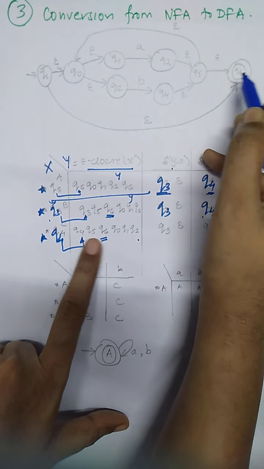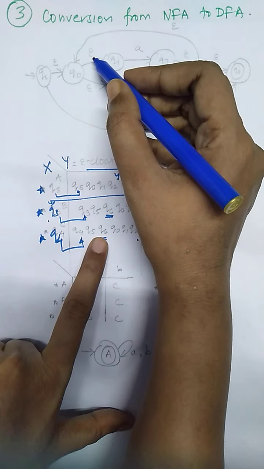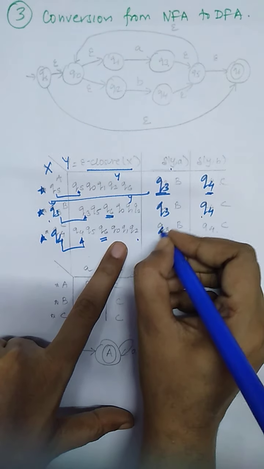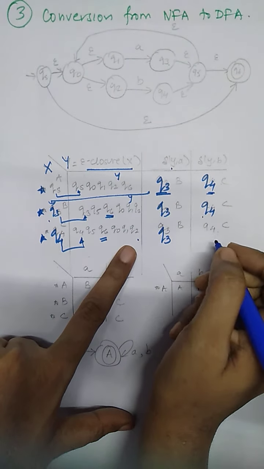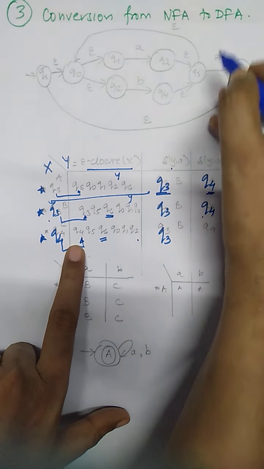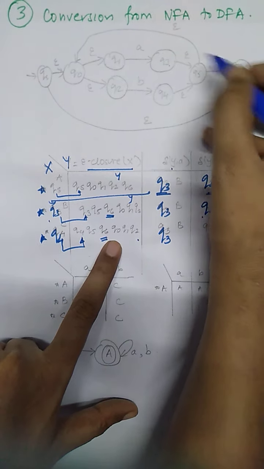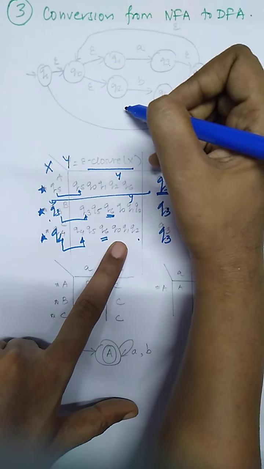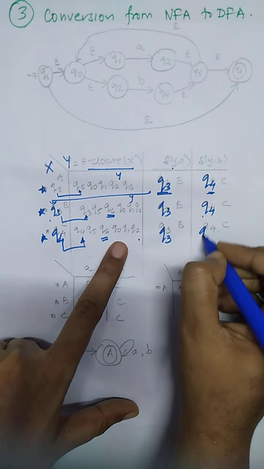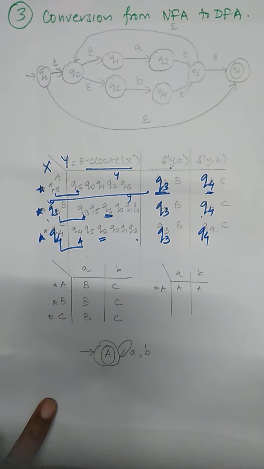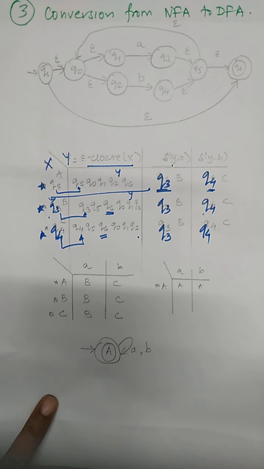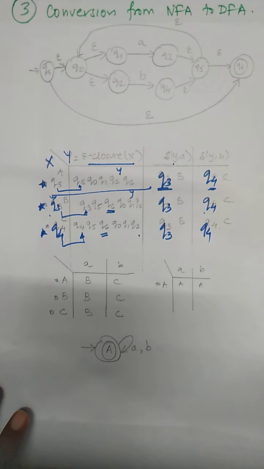Y on A, that is Q4 on A, nothing. Q5 on A, nothing. Q6 on A, nothing. Q0 on A, nothing. Q1 on A goes to Q3. Q2 on A, nothing. Now Y on B. Q4 on B, nothing. Q5 on B, nothing. Q6 on B, nothing. Q0 on B, nothing. Q1 on B, nothing. Q2 on B goes to Q4. So these are the reachable states that we have to consider, and we had already considered them. Now what is the next step?